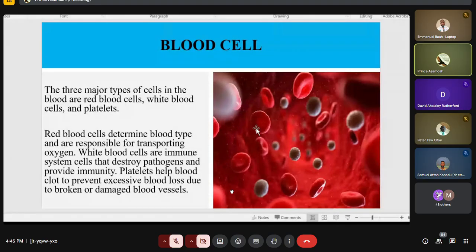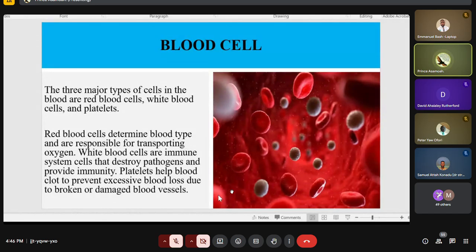Let me repeat myself. Each red blood cell contains about 280 million hemoglobin molecules. Each hemoglobin has 4 attachment sites or 4 chains that are ready for attaching oxygen. So each hemoglobin can get 4 oxygen molecules to attach to itself.